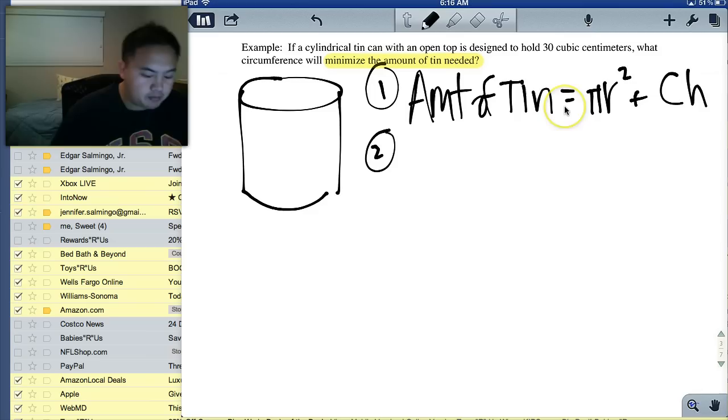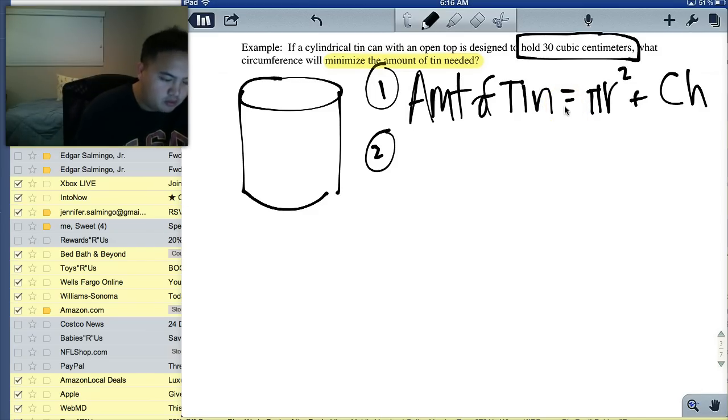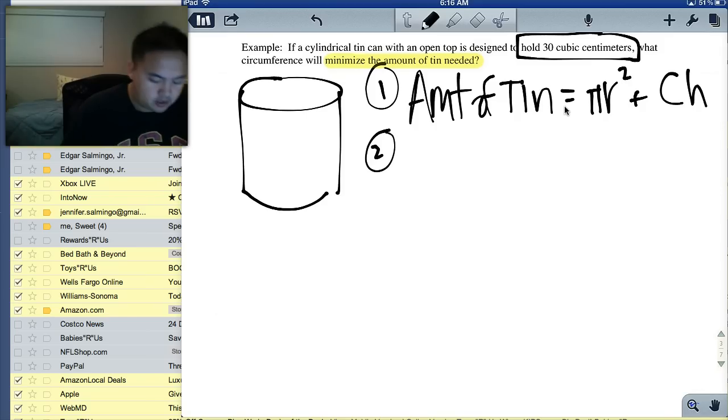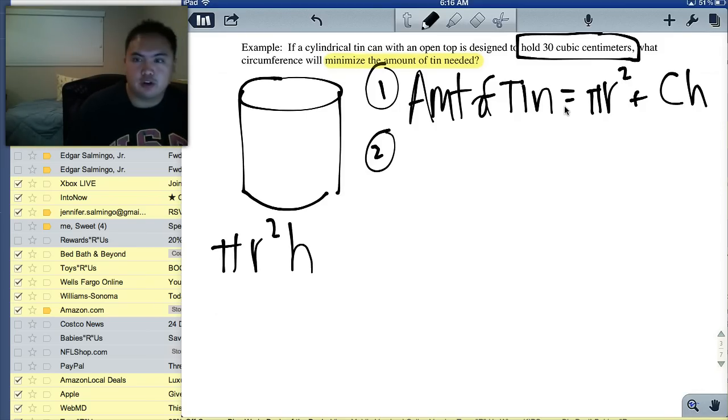Well, the information that this problem gave me is that it's supposed to hold 30 cubic centimeters. So that tells me the volume is 30 cubic centimeters. Volume of a cylinder, you may not know, is pi r squared h, which is basically the area of a circle times h, and it has to equal 30. Okay, so far? And now I'm going to figure out a way to make this all in one variable.